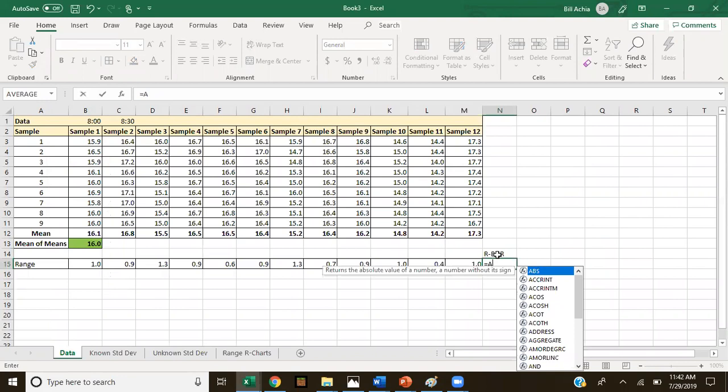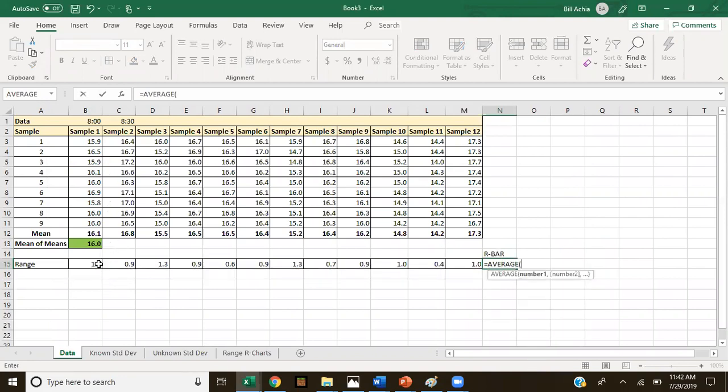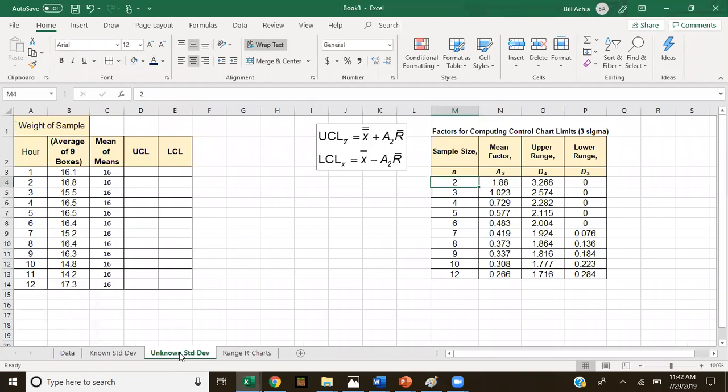This would be called the average of what we have here, which is 0.9. Now I can use that information and plug it in here to come up with a number for our upper and lower control limits. Let's do the same process. We already have our X double bar as 16. Our A is given here. What we need to know is our sample size, which was 9. Given a sample size of 9, our A2 becomes 0.337.